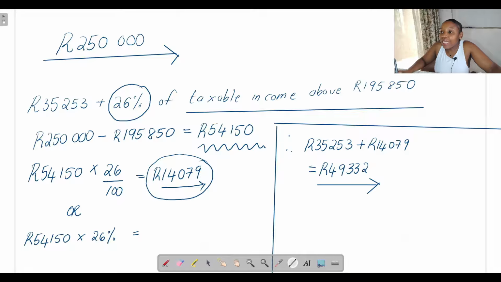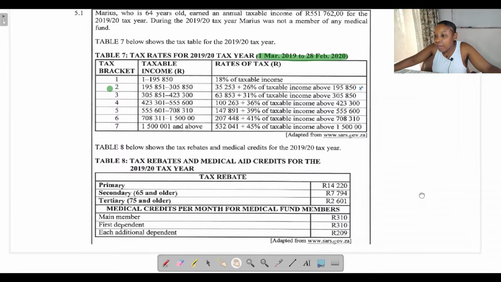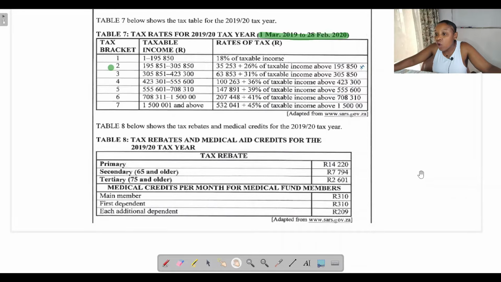So that is the information that we are being given: how we calculate the tax that you're supposed to pay. That is the information that table 7 gives to us, right? And then let's go to table 8. Table 8 is the tax rebates and medical aid credits for the 2019 to 2020 tax year, right?